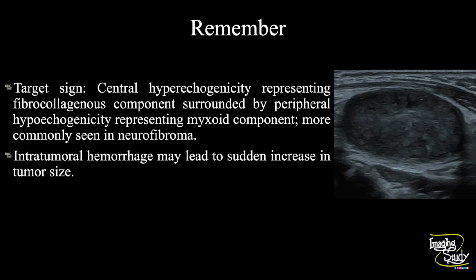Now the take-home message. If you see the central hyperechogenicity that represents fibrocollagenous component surrounded by peripheral hypoechogenicity which represents myxoid component, it is the target sign which is favorable for neurofibroma. You can also get some patients with a rapid increase in size of the nerve sheath tumor which is possibly due to the intratumoral hemorrhage.